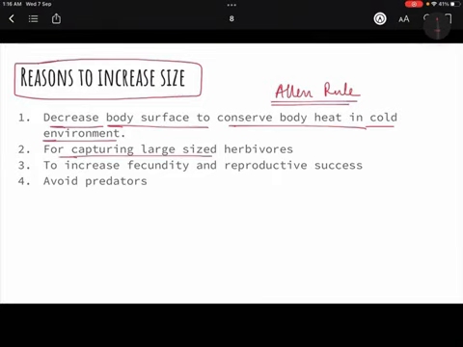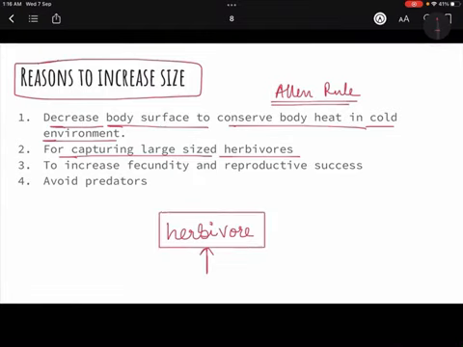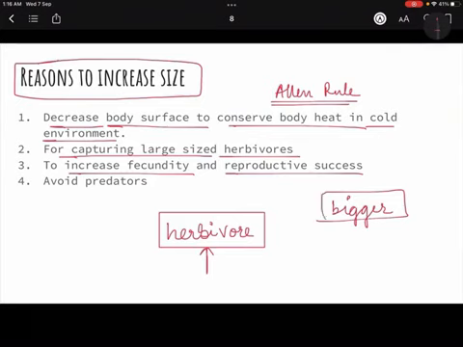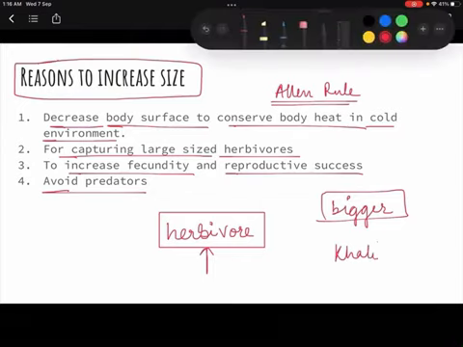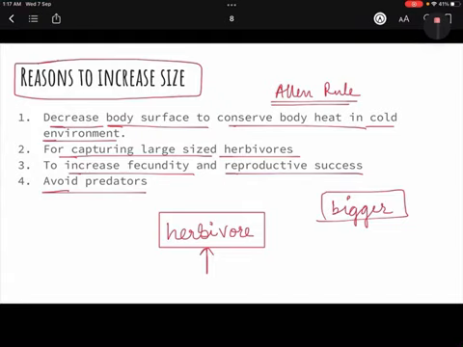And next is for capturing large size herbivores. If the herbivores are very big and you're a carnivore and you're very petite and tiny, how are you going to hunt this herbivore? So that is why they needed to increase their size. Next is to increase fecundity and reproductive success. It is known that in bigger sized species, the reproductive success also increases. The chances of survival of the child increases. Next is to avoid predators. If you have a gigantic size, everyone will be afraid of you, like The Great Khali. A small one cannot go and scare them. So it is the same thing.